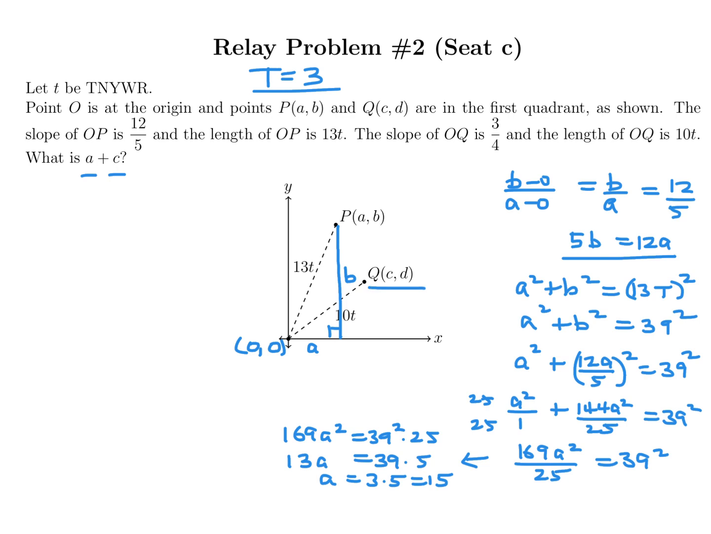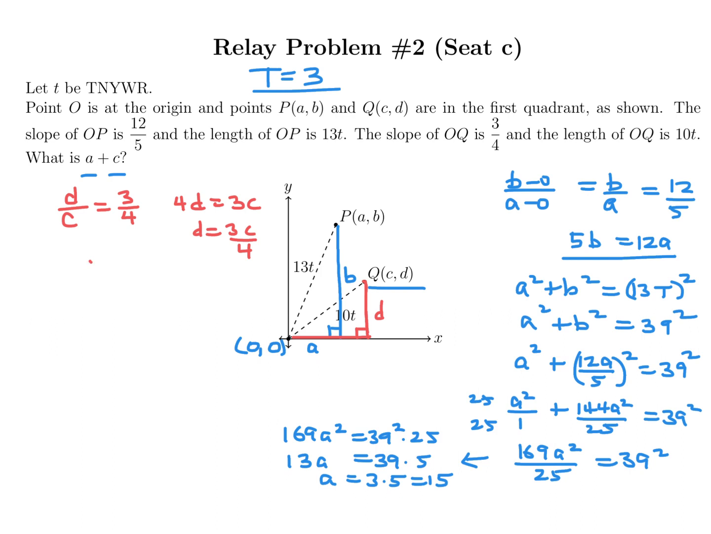Okay, so let's do the exact same thing. So the slope this time would just be d over c, and that's given as 3 over 4. So 4d is equal to 3c, and therefore d would be 3c over 4. Okay, and then same thing, let's draw a little line to make that a triangle, and this is c and this side is d.